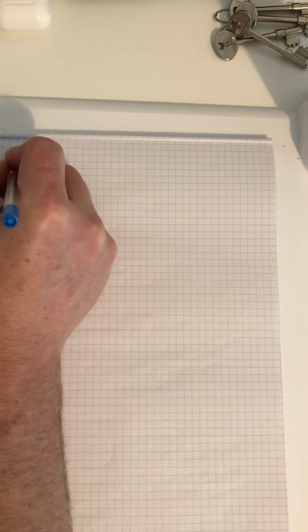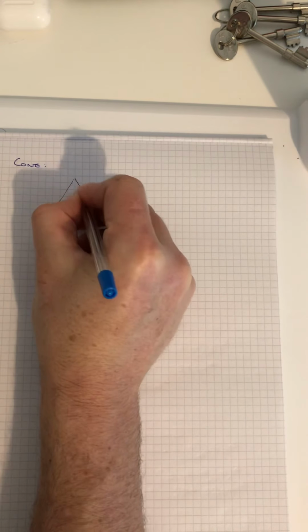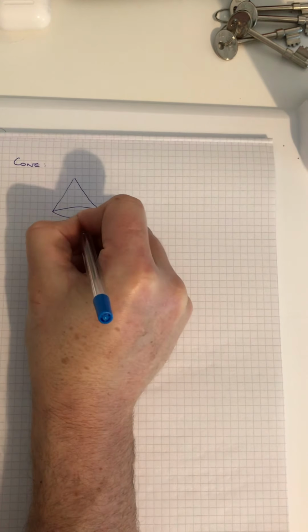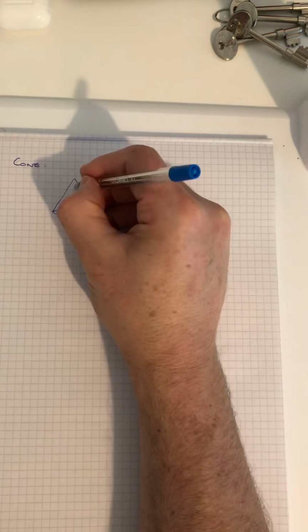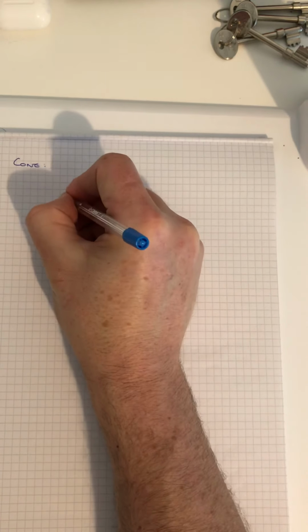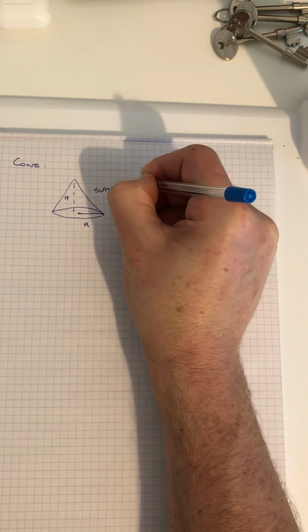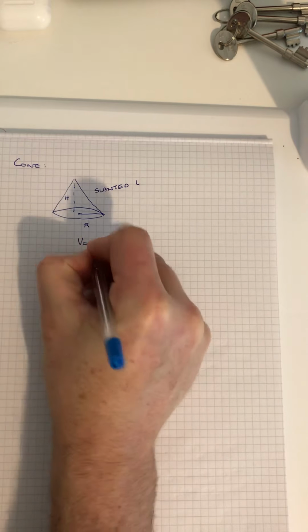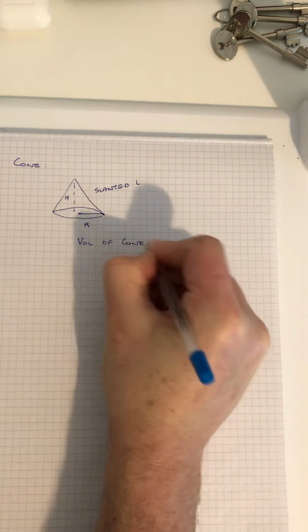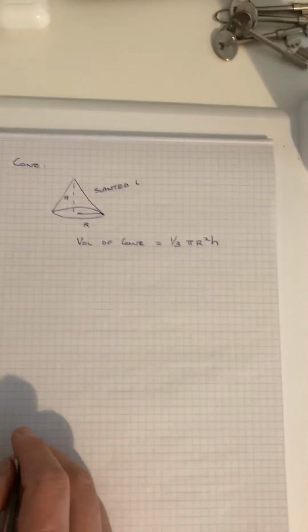Now, there's also then a cone. So in a cone, we have something like this. So there's our cone. We have the radius, we have the height, and we have the slanted L. Okay? So the volume of a cone is 1/3 pi r squared h.